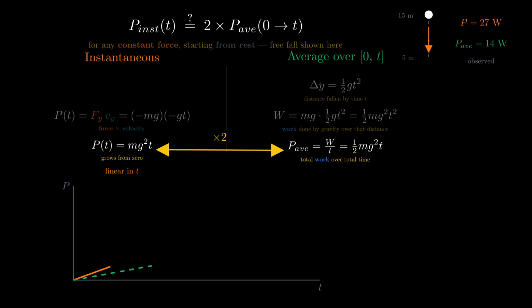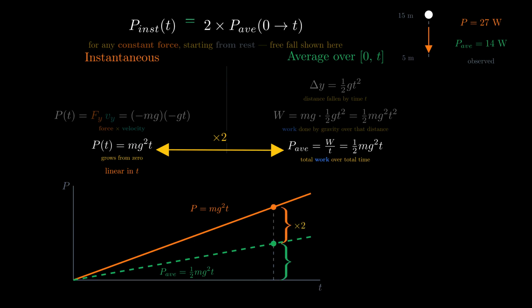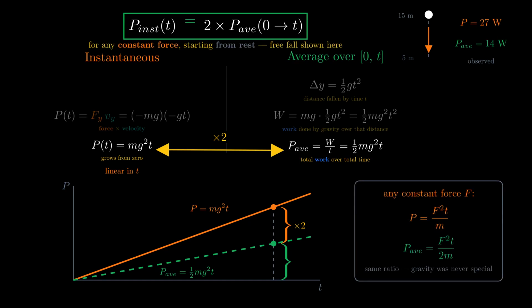It is the geometry of a straight line through the origin. Its average height over any stretch is half its final height. Nothing about gravity was essential here. Put any constant force F in place of mg, and the algebra is identical.